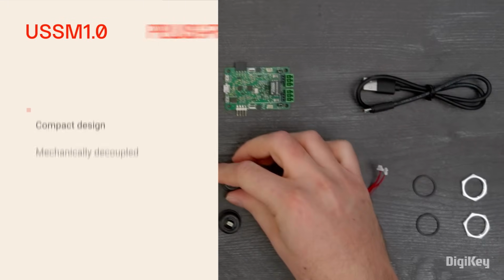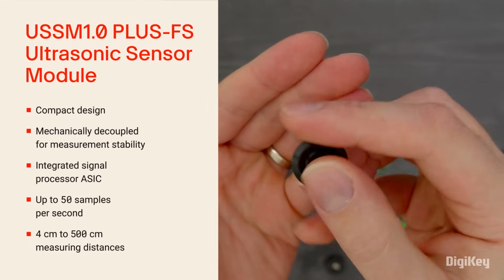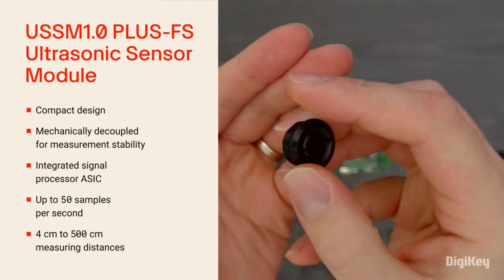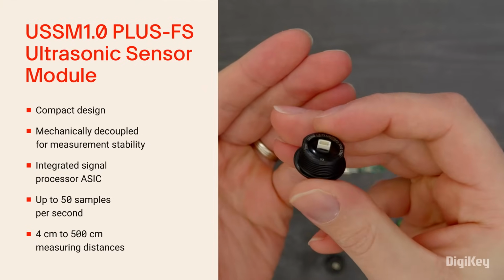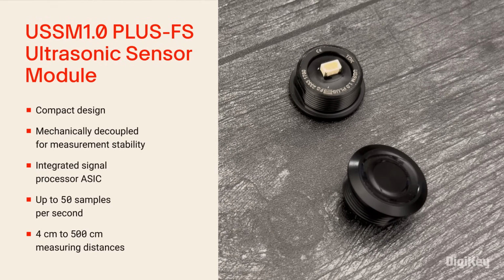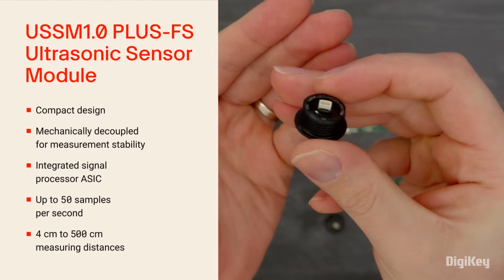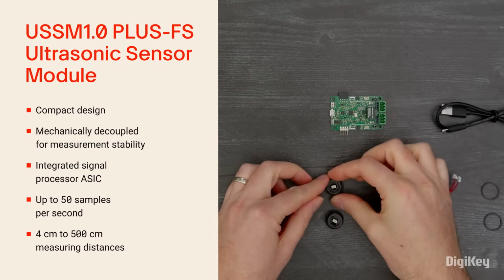The compact USSM 1.0 Plus-FS is a mechanically decoupled ultrasonic sensor module with an integrated driver and processor to emit and receive ultrasonic waves up to 50 samples a second at improved measurements of 4 centimeters and up to 500 centimeters with a single piezoelectric disc.